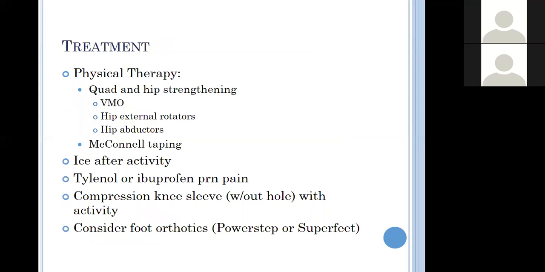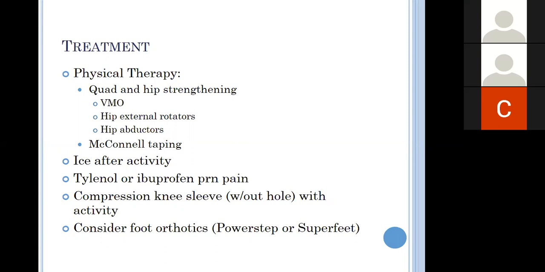Treatment is PT, PT, and more PT. And so you want to do quad and hip strengthening, hip abductor strengthening. You can write in specifically what's called McConnell taping. That's where they use K-tape and tape their kneecap kind of around this direction to pull their kneecap in, which is typically helpful. You just have to write it in your PT note with it.